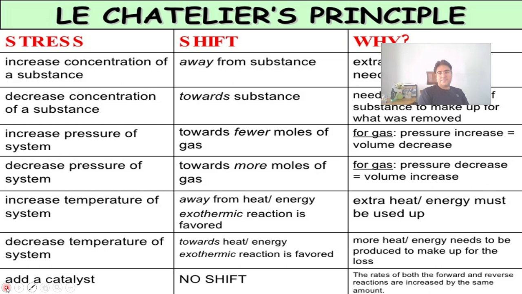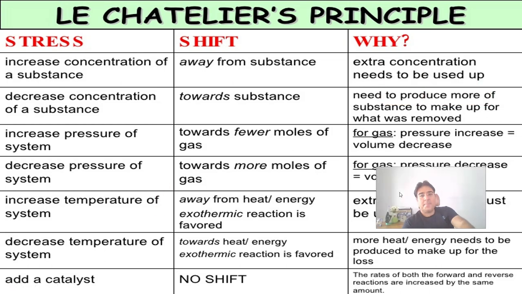And for stress, if the stress is a concentration of a substance, the reaction goes away from that substance. Why does it go away? Because the extra added should be used up. So in order to use it up, it goes away from that.